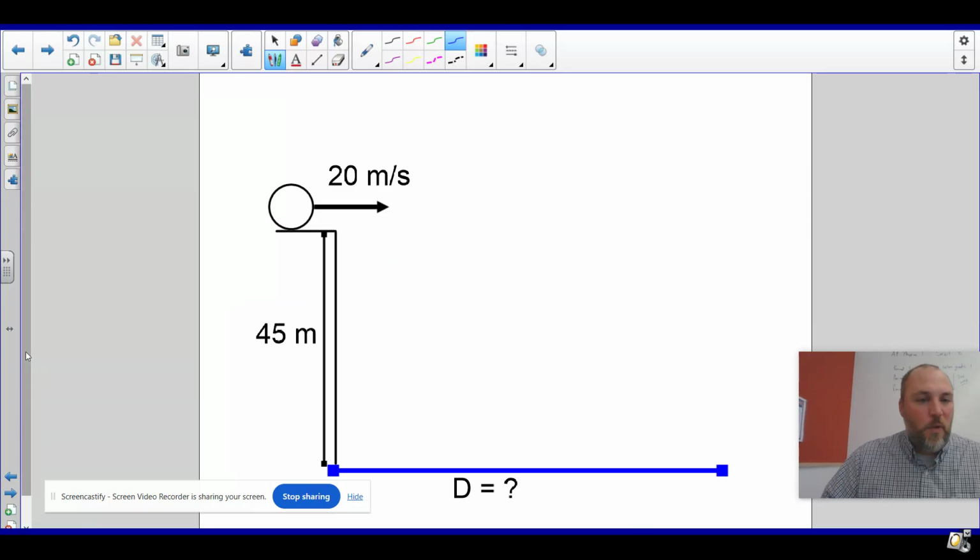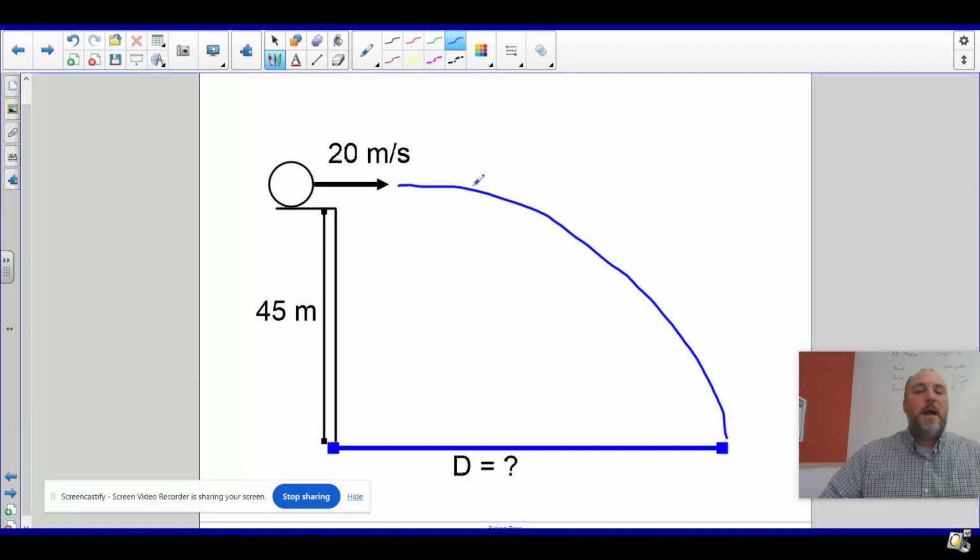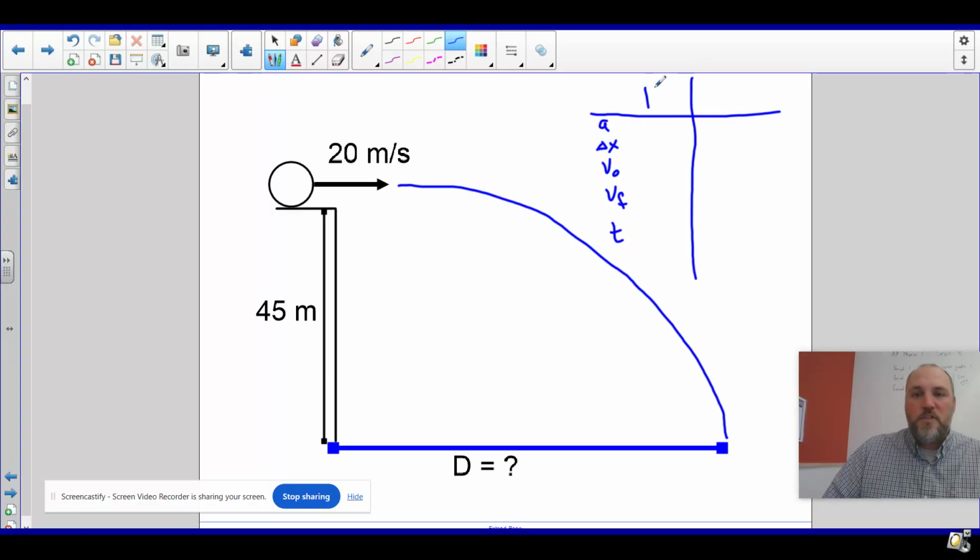Let me try that with a horizontally launched projectile. So at the top of a 45-meter tall building, I launch an object with a horizontal speed of 20 meters per second. Now I know that the trajectory of this ball is going to be something like that. It's going to be half of a parabola, and I want to determine how far away it lands. So just like any kinematics problem, I'll list my acceleration, displacement, v initial, v final, and time, my 5 kinematic variables. But this time, I'm separating it into the horizontal, or the x motion, and the vertical, or the y motion.